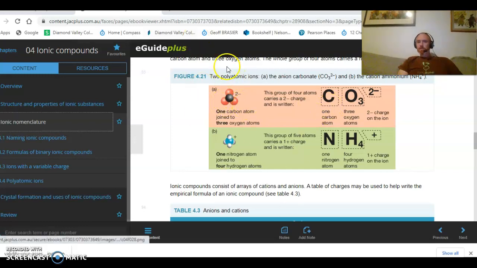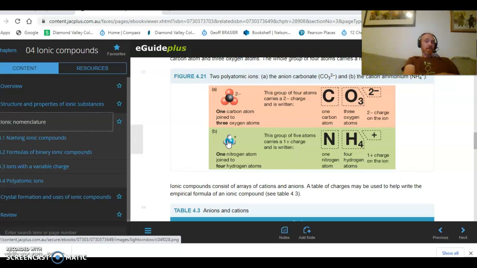So you'll see this picture in your textbook. This is a carbon combining with 3 oxygens, and the overall charge of those 4 atoms is 2 negative. And so we write it as C, the 1 carbon, and O3 because I've got 3 oxygens, and with that 2 negative, which is the charge on the entire group of 4 atoms.